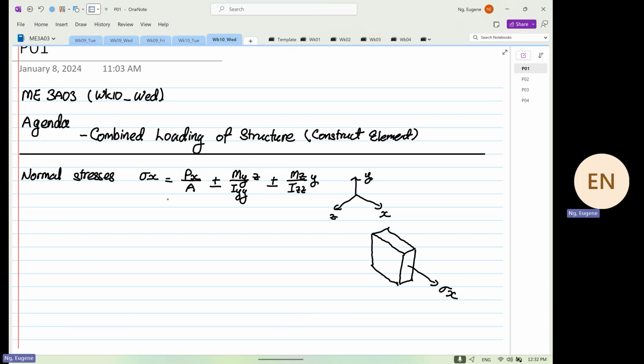And we are aware that this is from what? Axial force. And this is caused by bending moment.